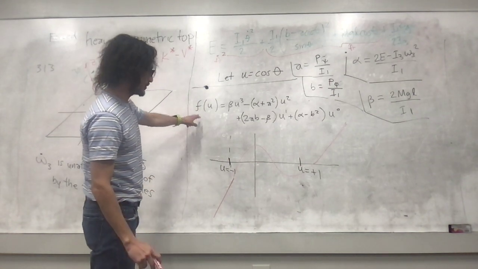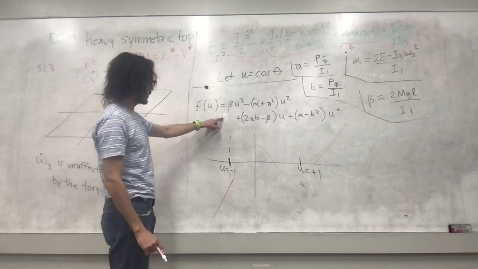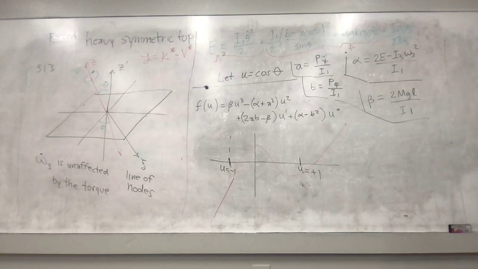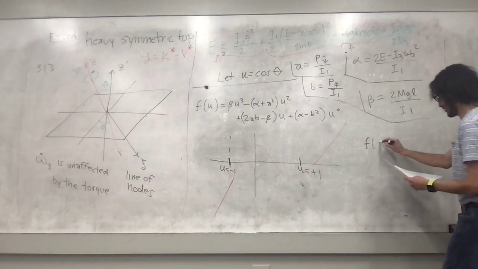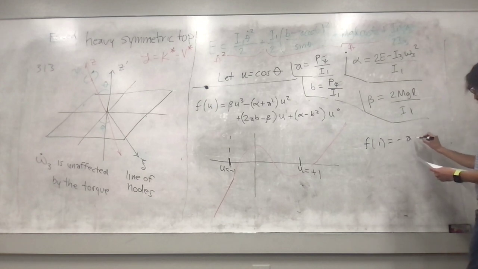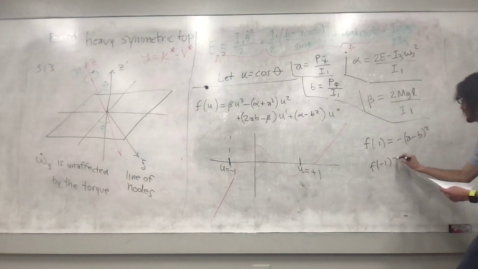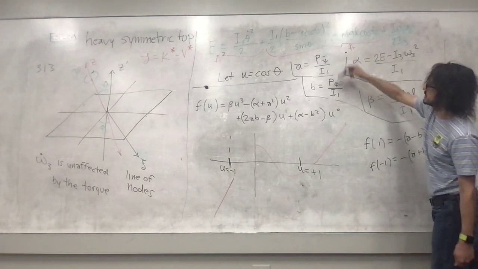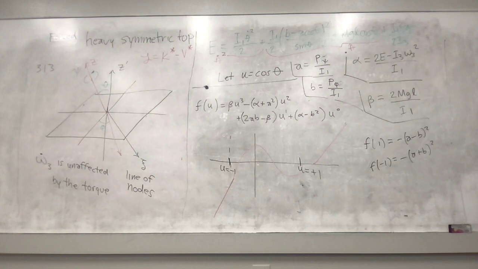There's another condition. If u is equal to 1, then f of 1 is minus a minus b squared, and f of negative 1 is minus a plus b squared. Okay? So a and b, they're positive. The momentum has to be positive. I guess worst case scenario it is 0. So this term is positive, this term is positive, this is negative.